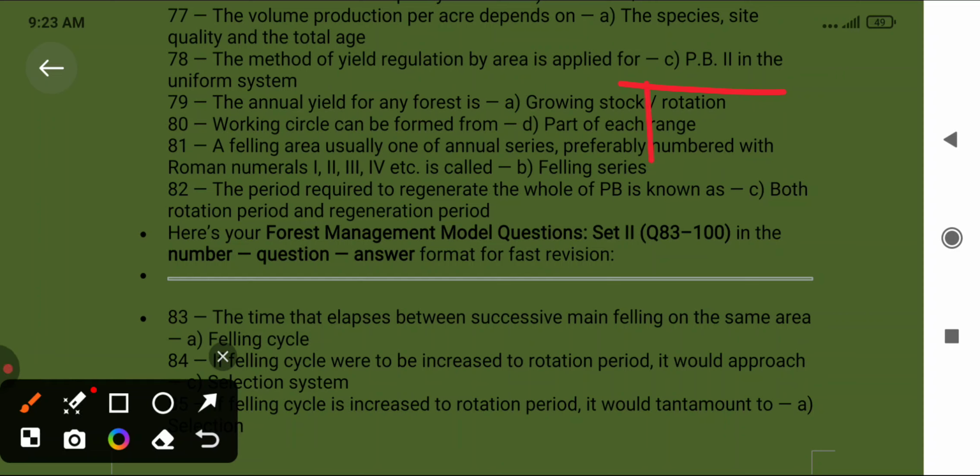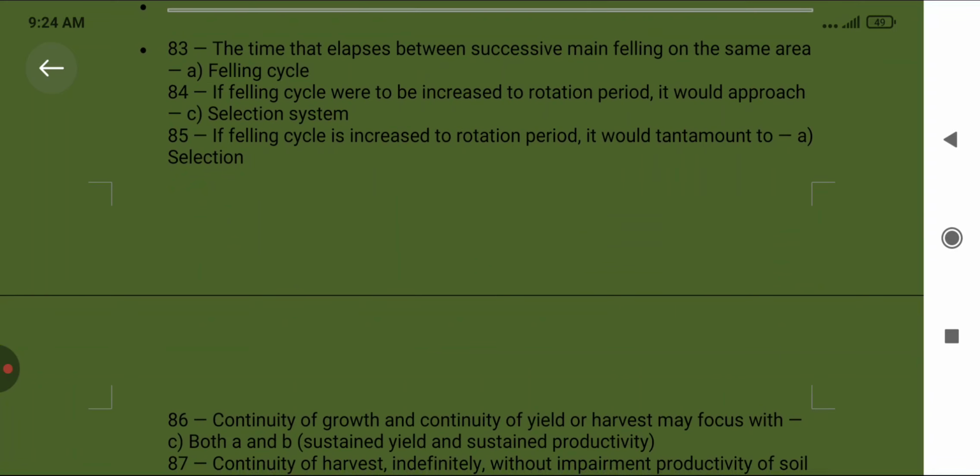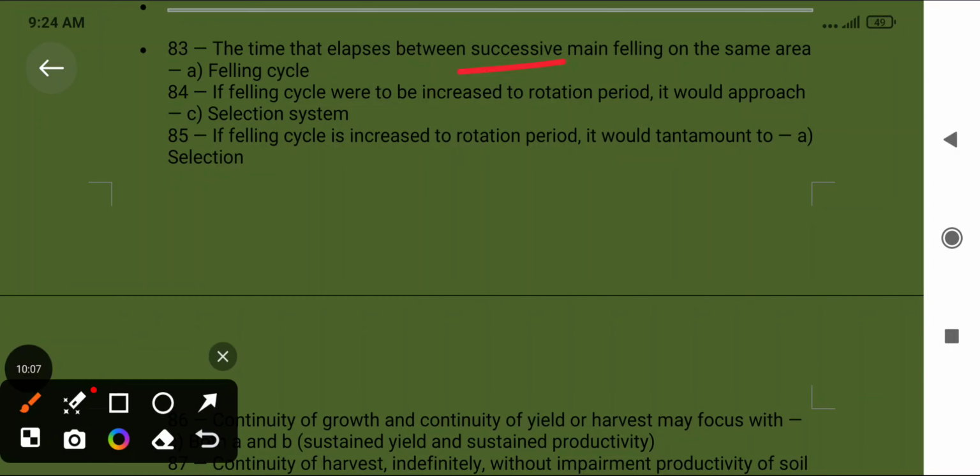A working circle can be formed for part of each range. A felling area, usually one of an annual series, preferably numbered with Roman numerals 1, 2, 3, 4, is called a felling series. The period required to regenerate the whole of the periodic block is known as the rotation period and regeneration period. The time that elapses between successive main fellings on the same area is the felling cycle.